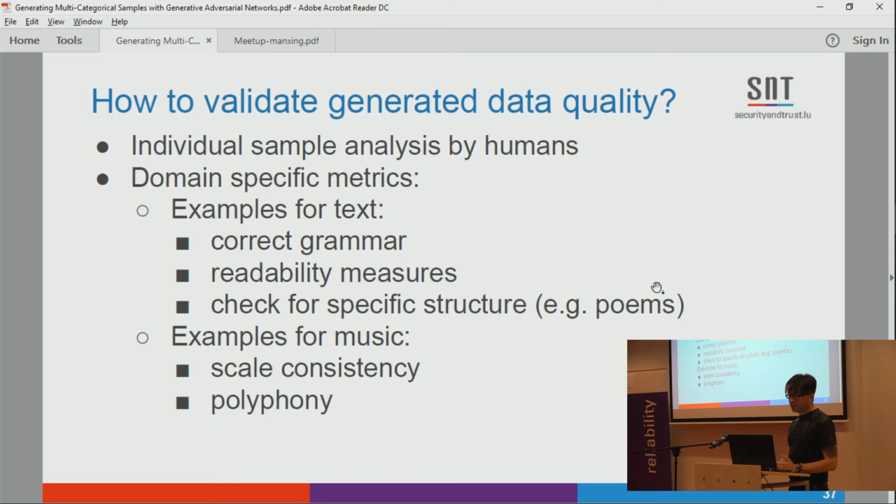And there are also some domain-specific metrics. For example, for text, there are a lot: you generate text and then you check if the grammar is correct or not. That's one way. Or there are a lot of readability measures to see if the text is easy to read. There are a lot of checks for structures. For example, there are papers that try to generate poems with a very specific structure. If the generated poem doesn't follow that structure, it's wrong. The same with music. There are some papers trying to measure polyphony, not whether it's bad or good, but at least to be the same as the original data, or scale consistency.